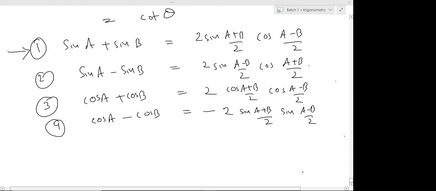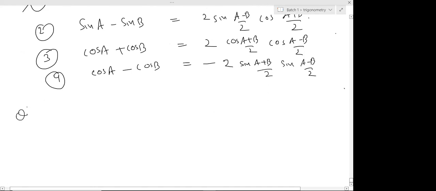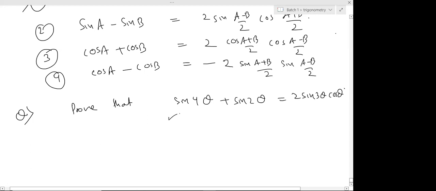Done, sir. All right. Gautam, Abdul, Arsalan, done. Yes, sir. Okay. Solve this question. Prove that sine 4 theta plus sine 2 theta is equals to 2 sine 3 theta cos theta. Very easy question. Start from LHS. Use the formula. You'll get the answer.